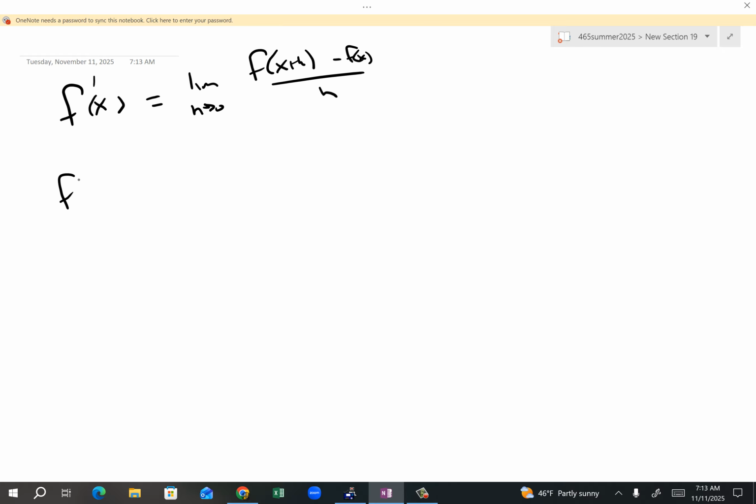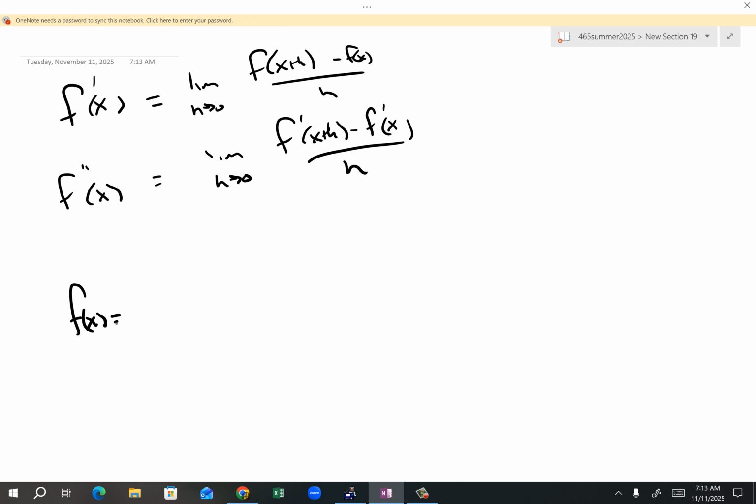Well, you're like, what would the second derivative be? Well, it's exactly what you think it would be, silly goose. It's the rate of change of the rate of change. So for instance, let's say f of x was your displacement. Like in physics, perhaps you're falling off of a building.